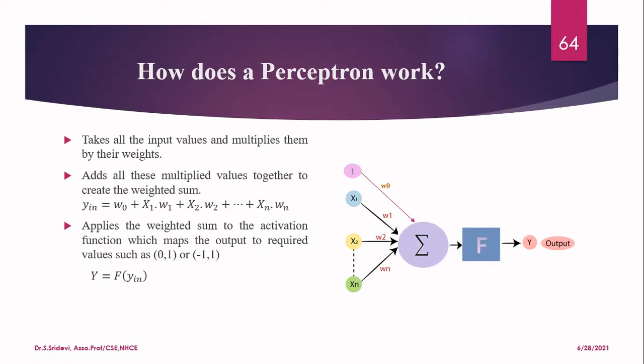So now the particular output will be given to the activation function. And this activation function will have a threshold value. If the summation input is greater than the threshold value, it will fire. Otherwise, it will not fire. So you will get the output. The output Y is nothing but F of Yn, where F is your activation function.